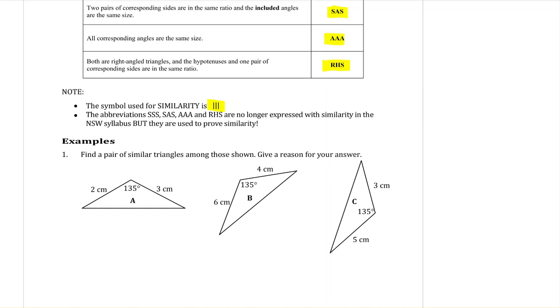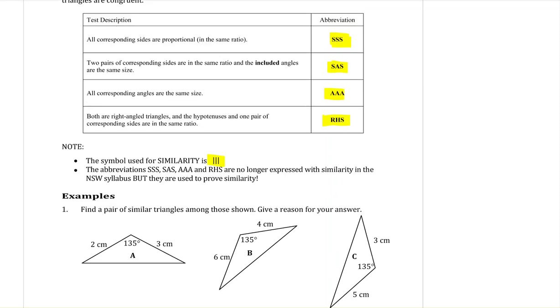They prefer, although we have them written there as abbreviations, we prefer to write a description at the end, like when we do our little conclusion, rather than writing the little test there. So instead of AAA, you'd say these are similar because they're equiangular. Does that make sense? We want to explain it rather than just write those tests down, because otherwise it can be confused with congruence because they're so similar to congruence.